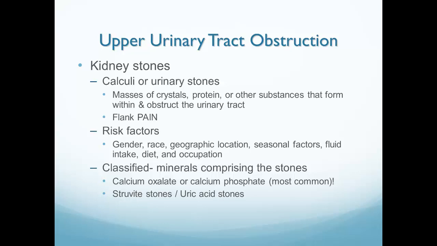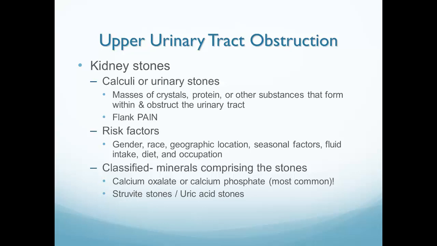Also, a couple other types of stones could occur. We can have uric acid stones. We talked about this with musculoskeletal, that the patient who has gout can have uric acid kidney stones. That accounts for a small percentage of our stones. And then struvite stones are another possibility. These occur in patients who have urinary tract infections.